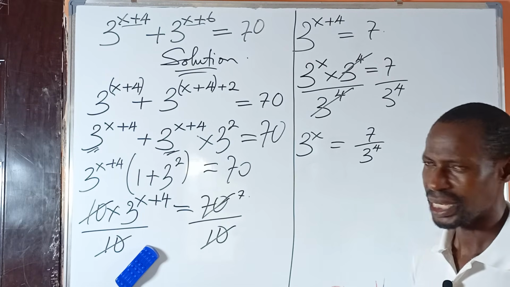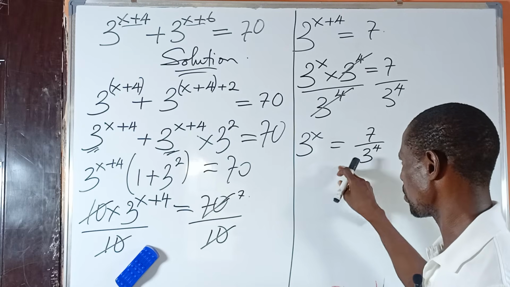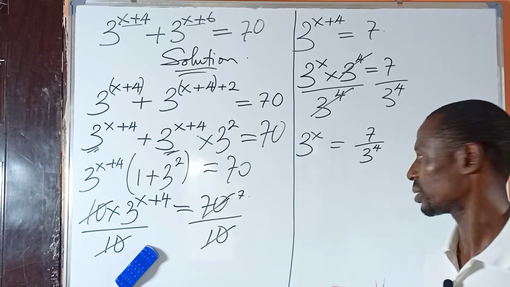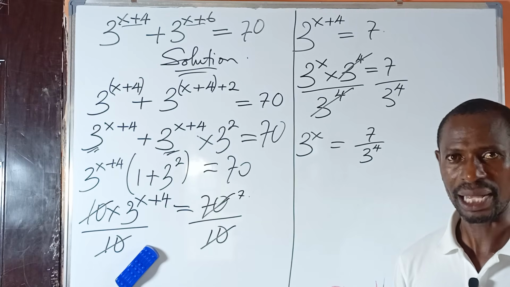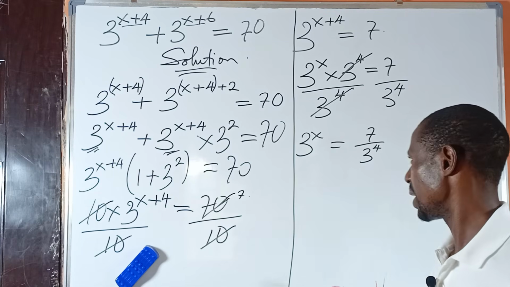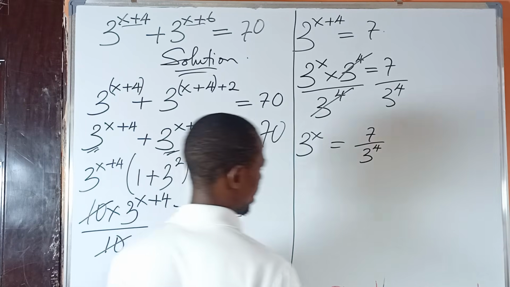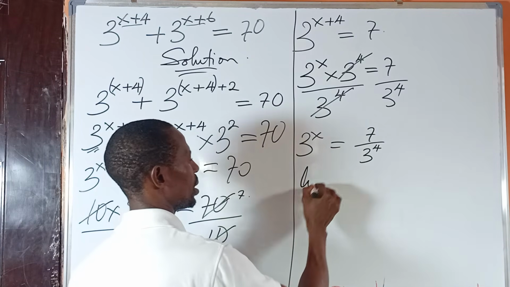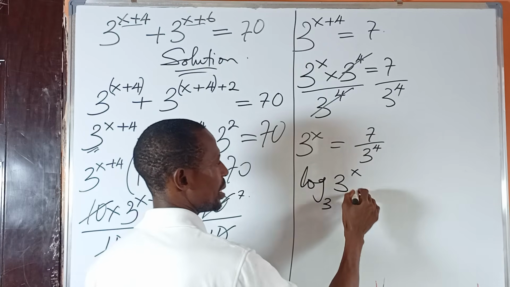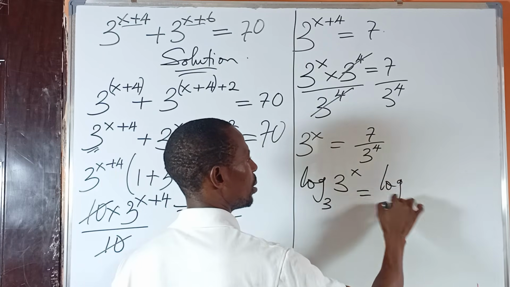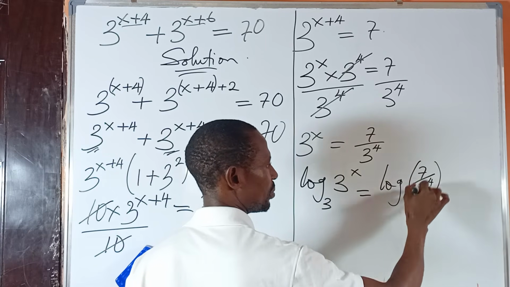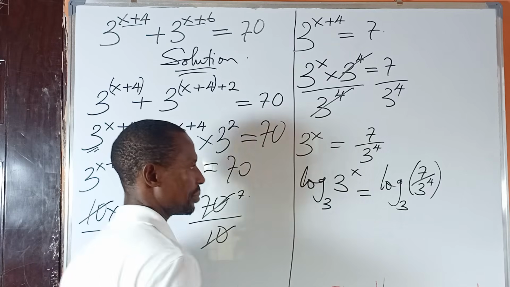Now in taking the log of this expression here, I want to take log to base 3. That is the fastest track to get this. I could as well take it to base 10, and it will still give us the same answer. But here, let's take it to log base 3. So this is going to give us the log of 3 to the power of x base 3 equal to the log of 7 all over 3 to the power of 4, in bracket, base 3.